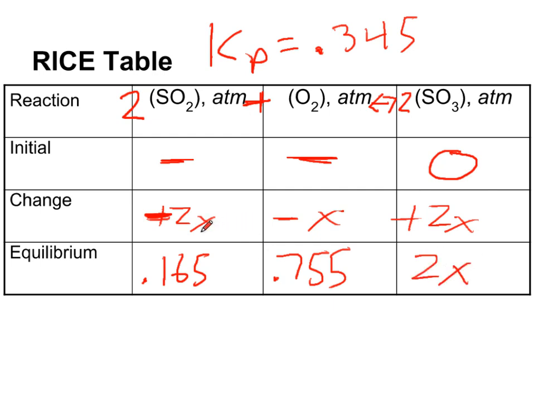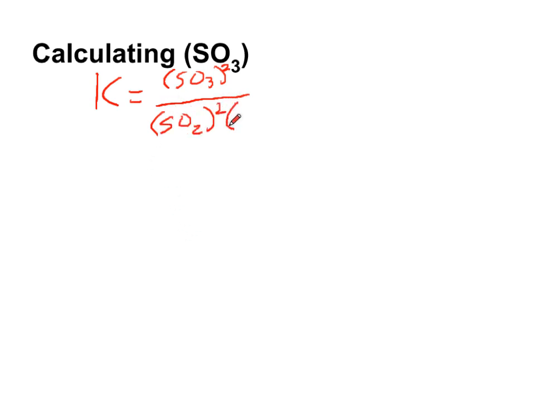We don't know exactly what x is. However, we do actually know what the value of K is for this. So we can set up an algebra problem to solve for x using these equilibrium values. So our equilibrium expression, K, is equal to the pressure of SO3 squared divided by the pressure of the SO2 squared times the pressure of the O2. Those are all equilibrium pressures.